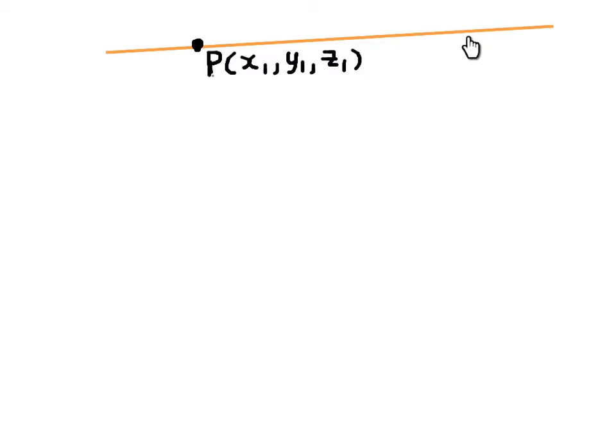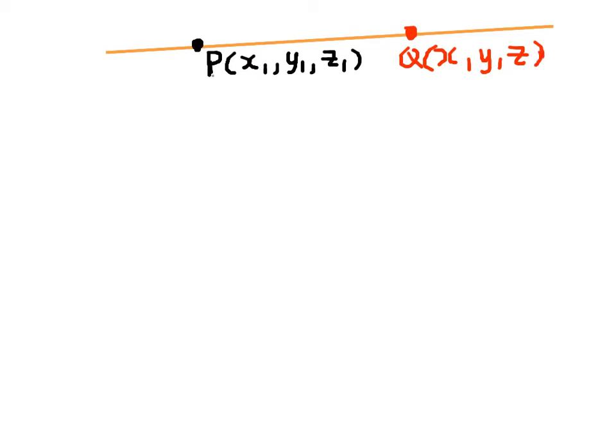Suppose this is the straight line that we'll want to investigate, and there is a fixed point P with the coordinates x1, y1, and z1. They're known. And suppose there is another point called Q, right here. Because we assume that Q can move freely along the straight line, we're going to call Q (x, y, z), because we don't know the coordinates of Q.